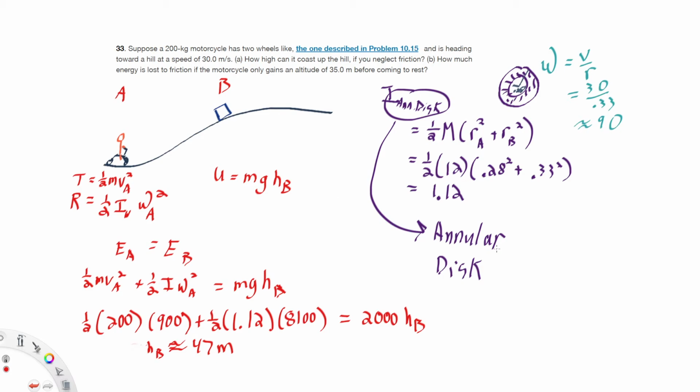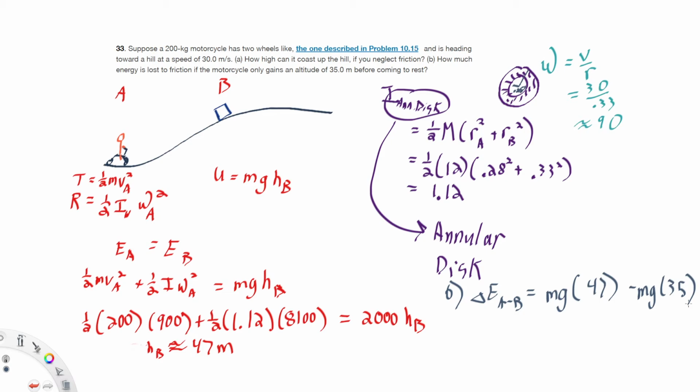Well then, for part B, the difference in energy between A and B is going to be mg times 47, which is how far it should have coasted up, minus mg times 35, which is how much it actually did coast up. And whatever the difference between those two is, that's going to be the amount of energy we lost.